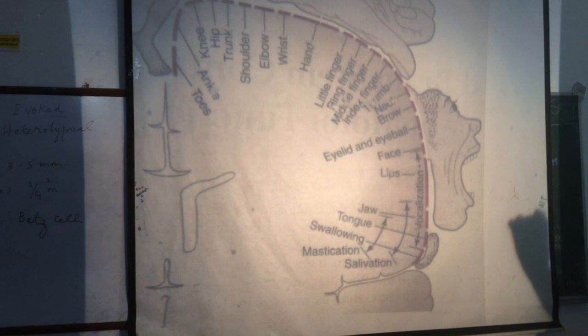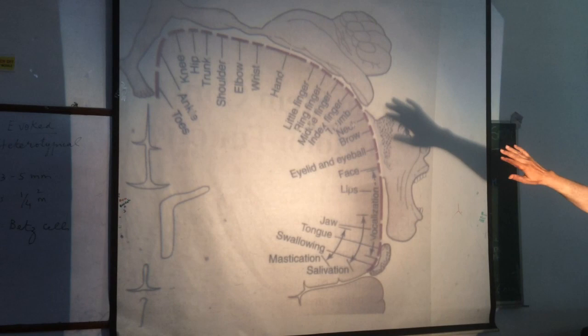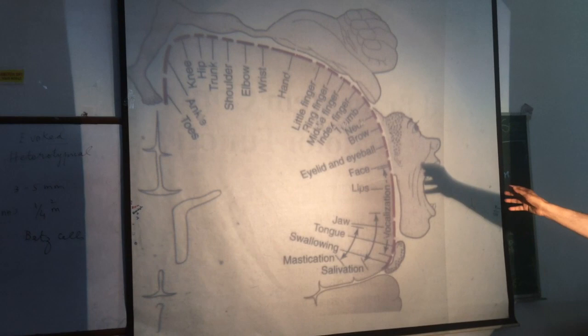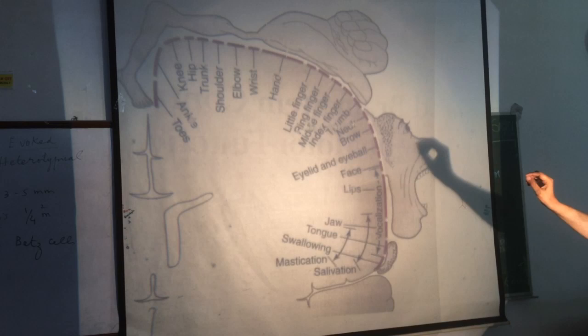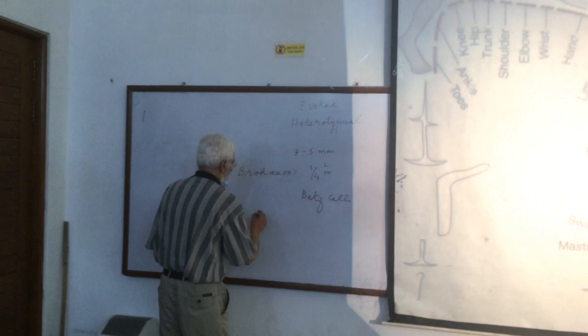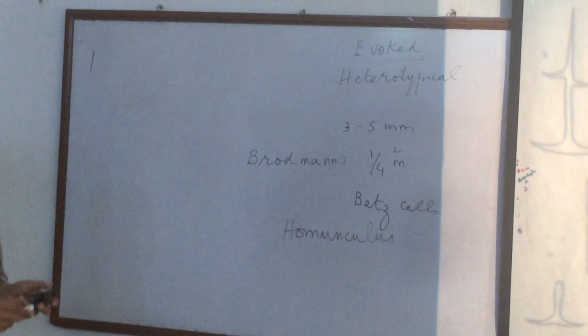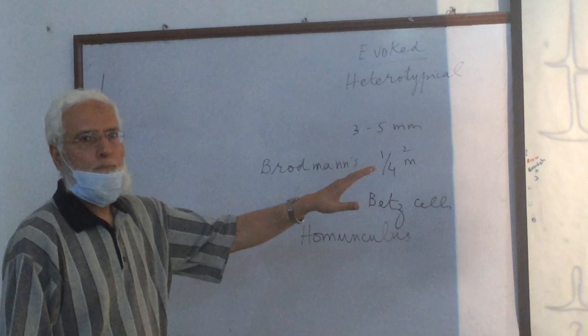So body parts containing a greater number of sensory receptors occupy a larger area of representation. These body parts you see in area S1 form the figure of the body, and the figure of the body formed in area S1 is called the sensory homunculus.